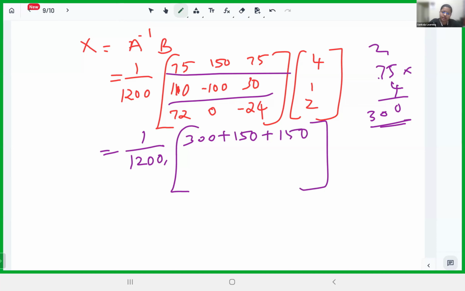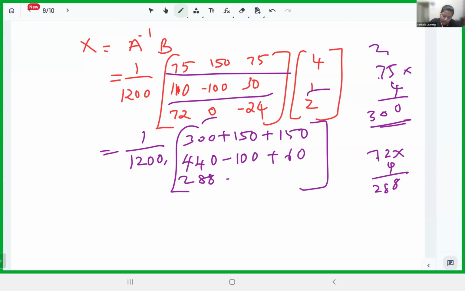Okay. Now the next step is 110 into 4 is 440 minus 100 into 30 into 2. Right, it is 60 plus 60. Now 72 into 4. 2 4s are 8, 7 4s are 28. Right. So it is 288. Then 0 into 1 is 0.